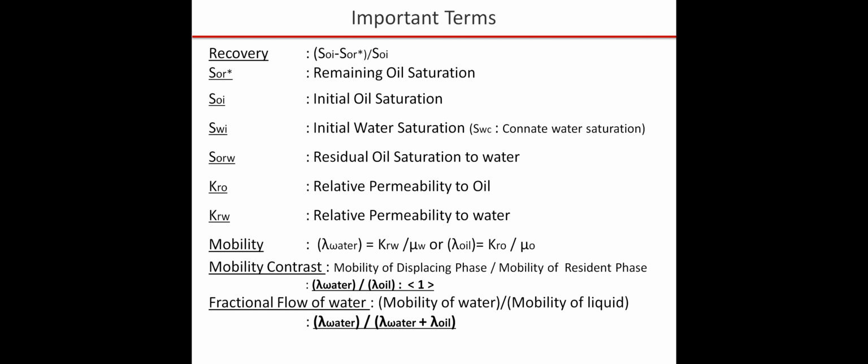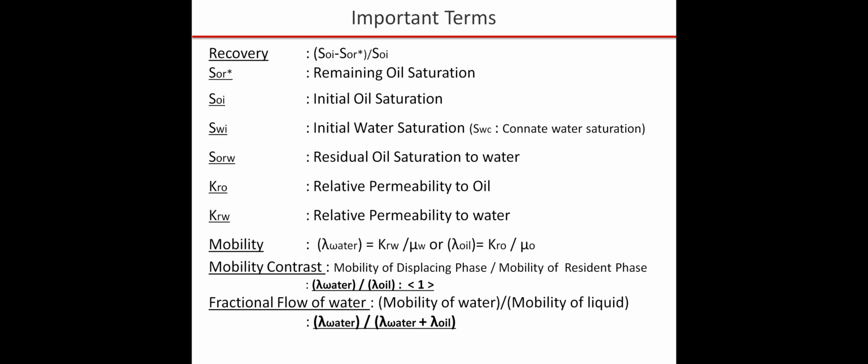So mobility is defined as the ratio of relative permeability to that phase to the viscosity of that phase. And what is the mobility contrast, which controls the displacement in the pores? It is the ratio of mobility of the displacing phase to the mobility of the resident phase. So that's mobility of water to the mobility of oil. Now this can be equal to 1, less than 1, or greater than 1. When it is equal to or less than 1, it is favorable displacement, a piston-like displacement, where nature cannot give a better situation than that.